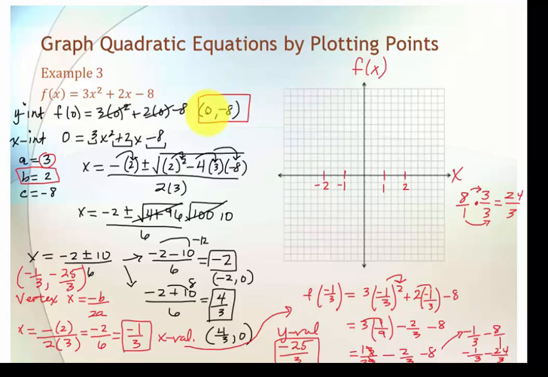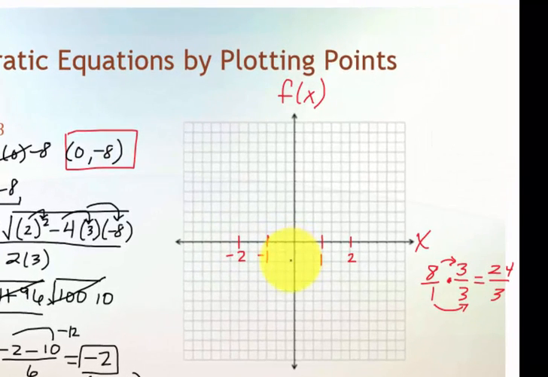Our y-intercept is 0, negative 8. There's 0, negative 8. We have 2 different x-intercepts. One of them is negative 2, 0. So there's negative 2, 0. The other one is 4/3, 0. So remember, 4/3 was 1 and 1/3. So it's easy to plot now that our scale is counting by thirds.